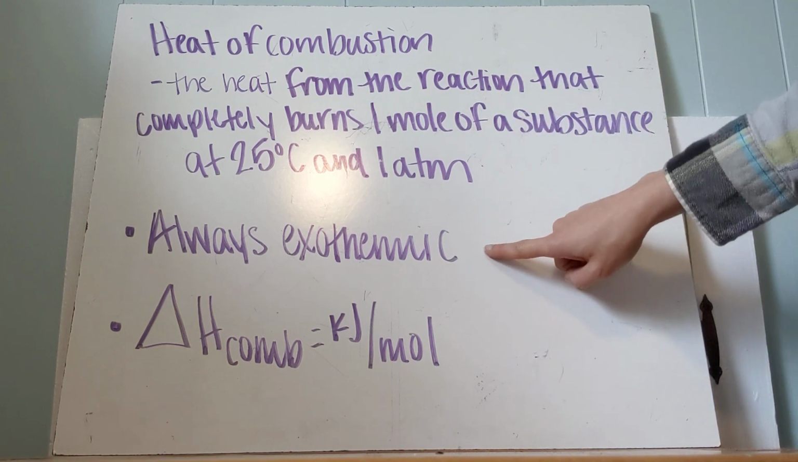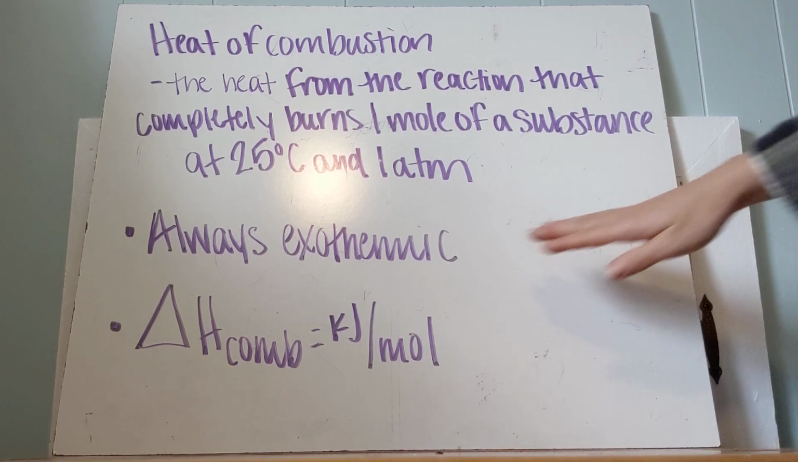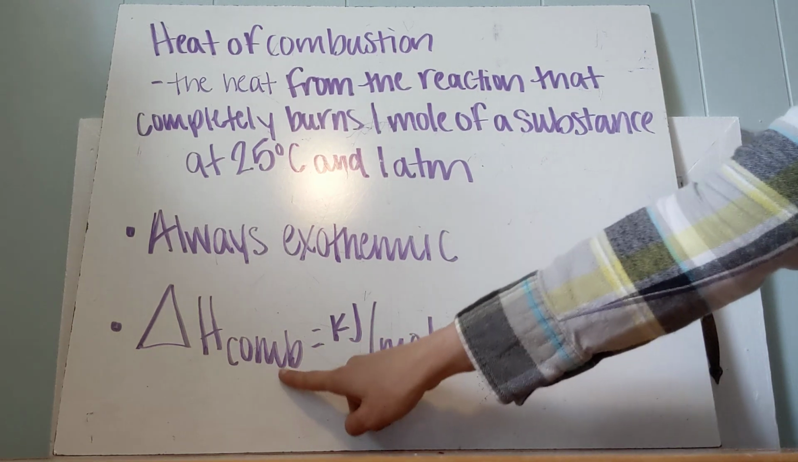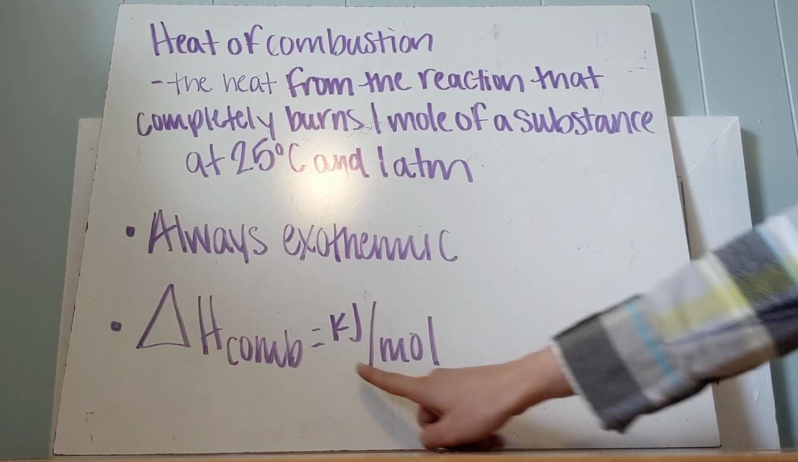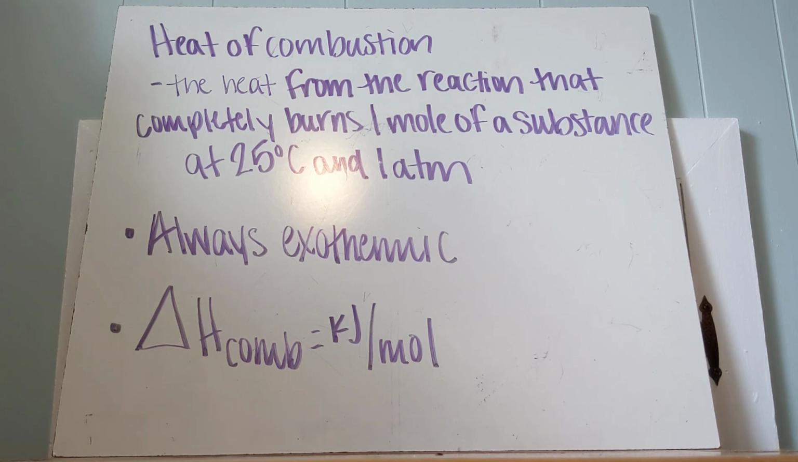Combustion is always exothermic. If you think of combustion when you're burning something, if you light a candle, if you have a backyard fire, all of those are combustion reactions. They're releasing heat and they're always exothermic. So our delta H of combustion formula is delta H of combustion is equal to kilojoules divided by moles. Okay, so you will notice as I go through the rest of this that all of the formulas are very similar. I'm just going to be changing a few specific words.